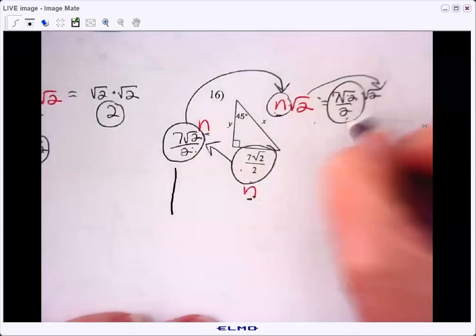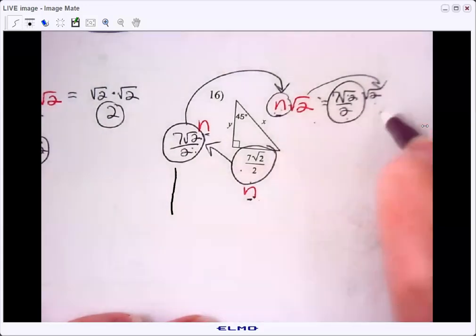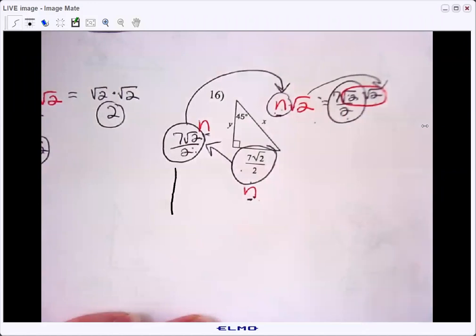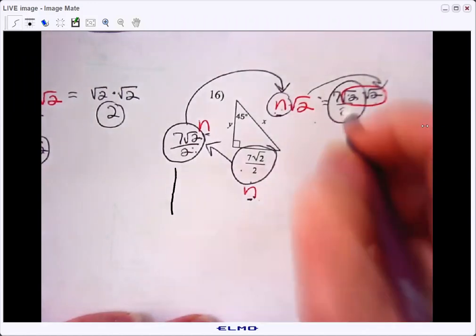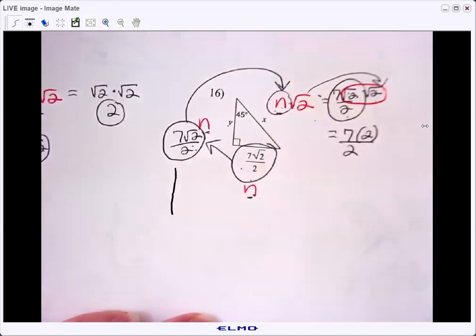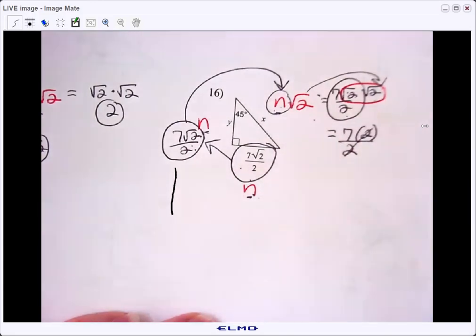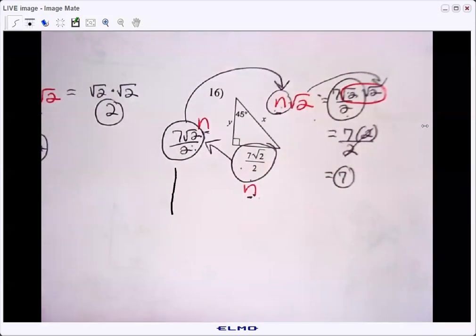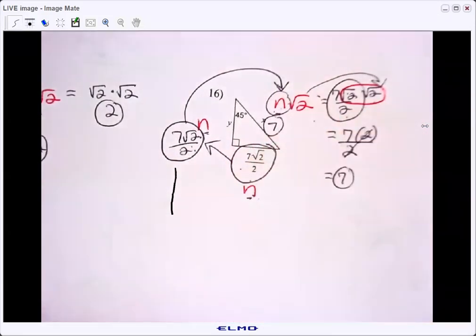So there's my banana, root 2. There's my giraffe, root 2. So simplifying, what is root 2 times root 2? 2. This is going to give me 7 times 2 over 2. Now what happens? It's 14 over 2, which reduces to 7. Good. And we could also say that the 2's can cancel, which is equal to 7. So my final answer here would just be 7.